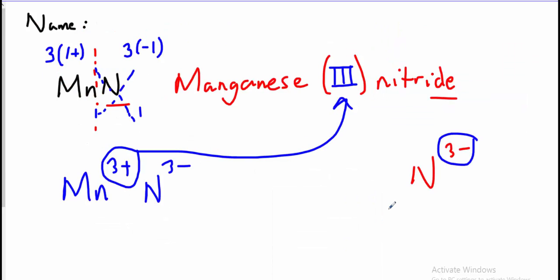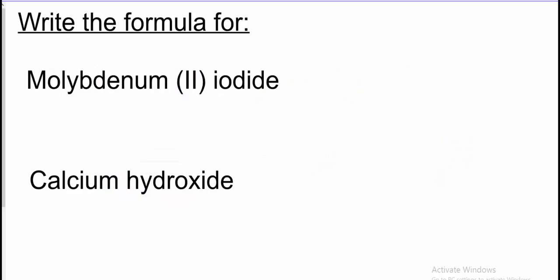Let's do the opposite now and write some formulas given the names. And these ones are usually a little easier going this direction, because there's often some hints when you look at the name. For example, on the first one here, I notice that I have molybdenum 2. This 2 tells me right away that this gives me a lot of information. First, it tells me that I have a metal, because I only ever see these Roman numerals for metals.